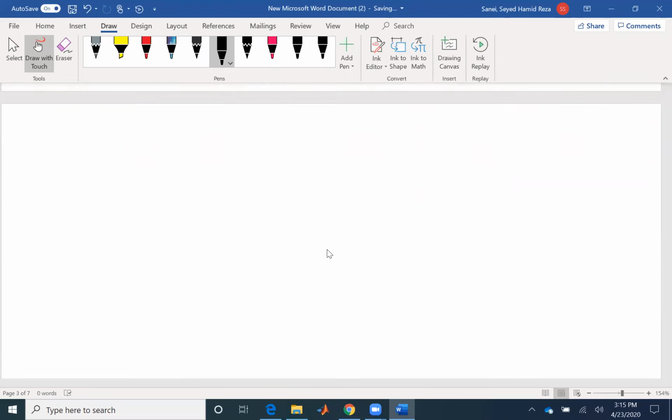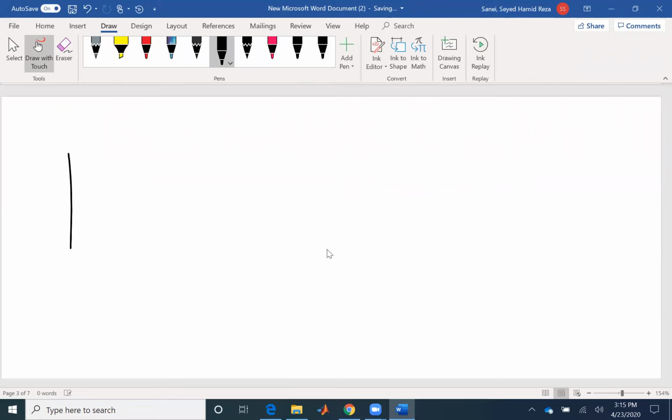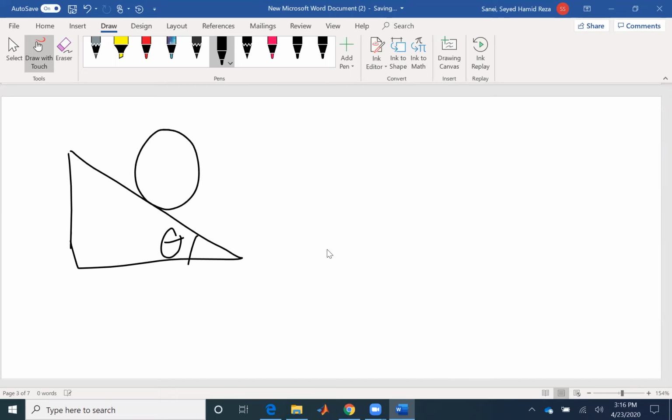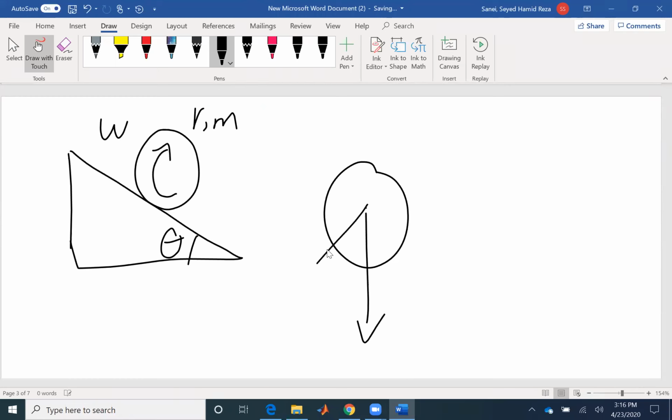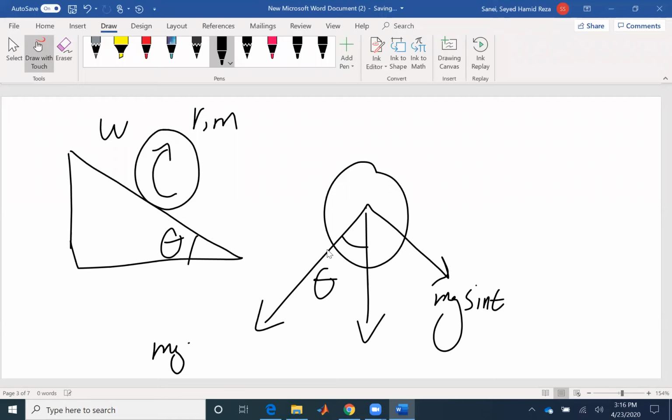So now let's look at another problem. Let's say we have an inclined surface with an angle theta. We have a disk with a radius of r and mass of m going down the inclined surface. So I want to draw the free body diagram. This is mg, and this angle would be theta. So I have mg sine theta, and here would be mg cosine theta. I have the reaction force N, which would be mg cosine theta.